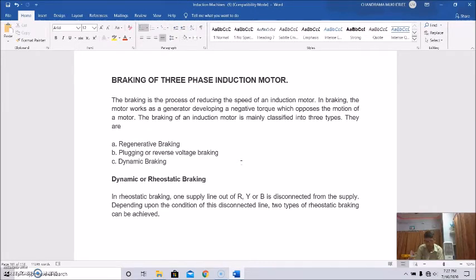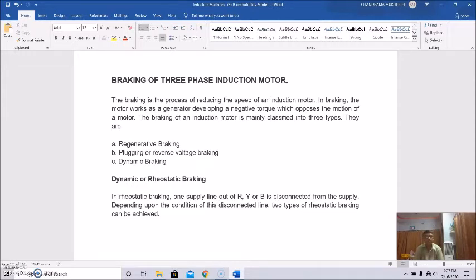So we have covered all the methods of the speed control of induction motor, and today we'll discuss braking of three-phase induction motor. Braking is the process of reducing the speed of an induction motor. In braking, the motor works as a generator, developing a negative torque which opposes the motion of the motor.